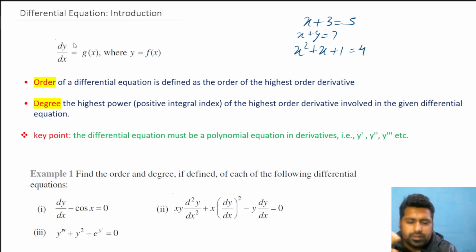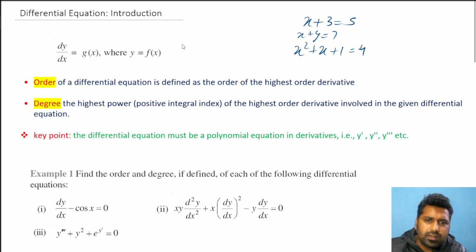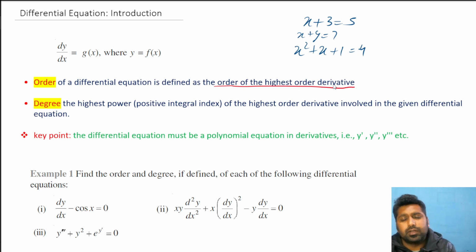Then we have to understand two basic terms, and they're very relevant, and very simple questions come on this. The first term is order. So what is order? Order of a differential equation is the order of the highest order derivative. Means your equation has dy by dx or d square y by dx square, d cube y by dx cube, that will define your order.